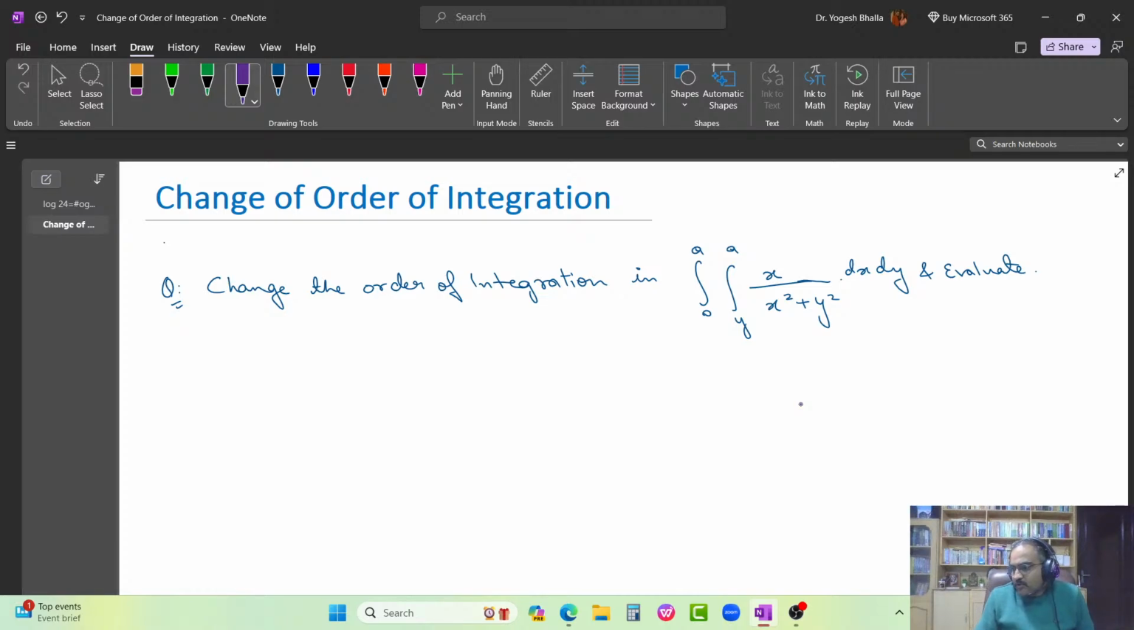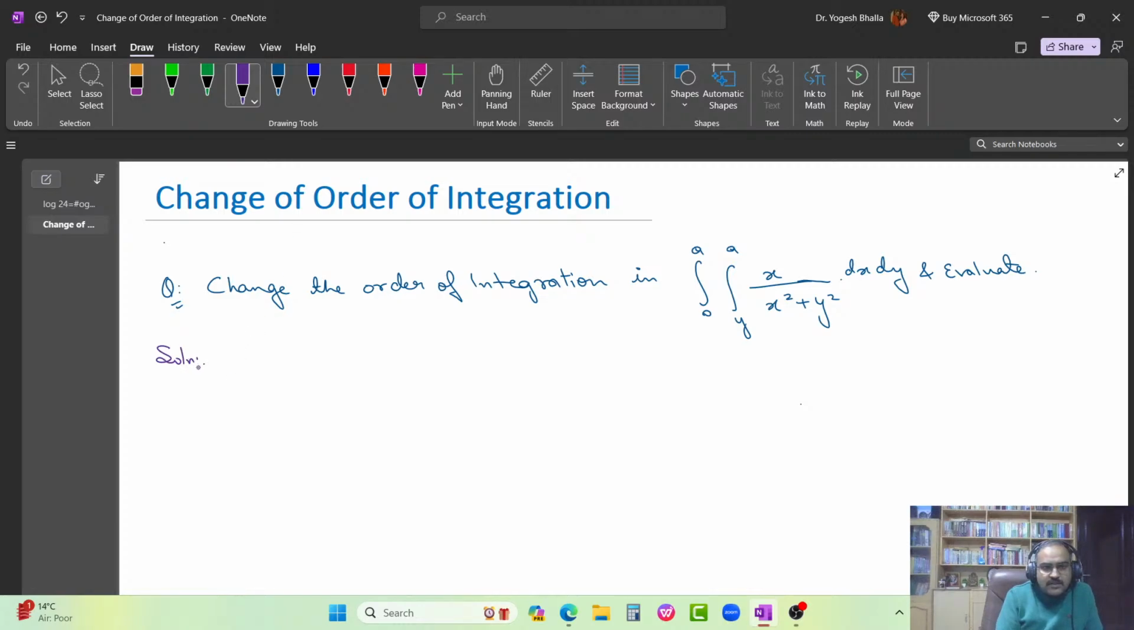Is my screen visible to everyone? You can write on the chat box. Is it visible? Clear? And am I audible? Okay, good.